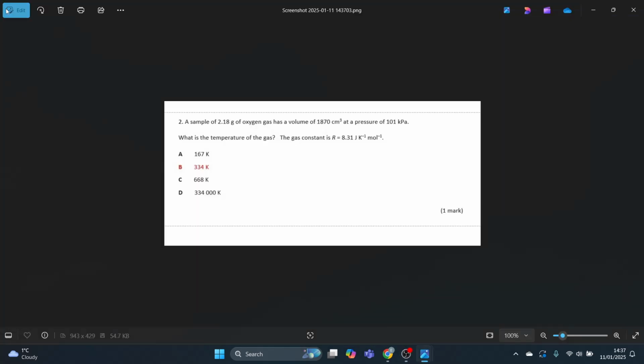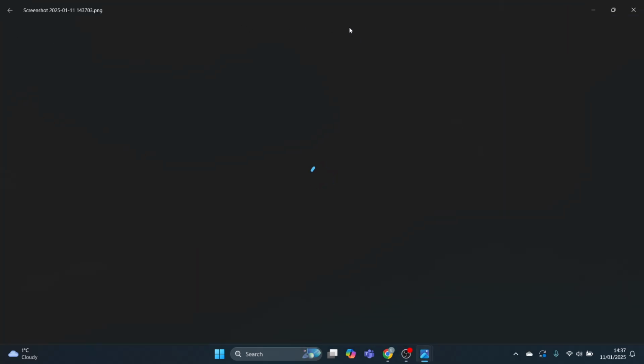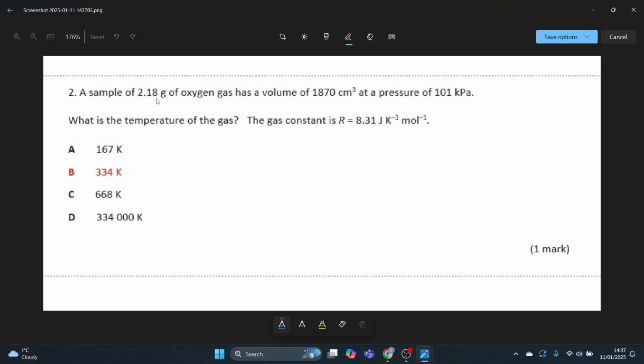Multiple choice questions on the ideal gas equation. I couldn't find a way to get rid of the answers because it's already highlighted in red, but I'm going to show you how you do this. A sample of this much has a volume of this and a pressure of this. What's the temperature of the gas? Obviously we're using the ideal gas equation.